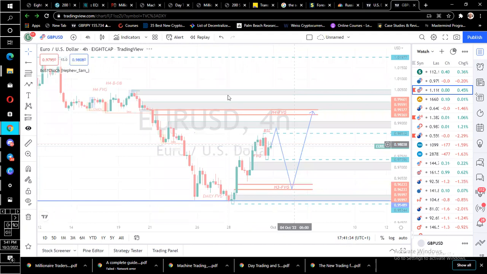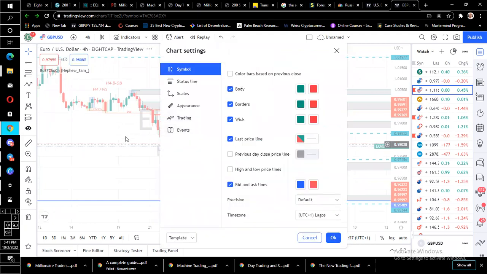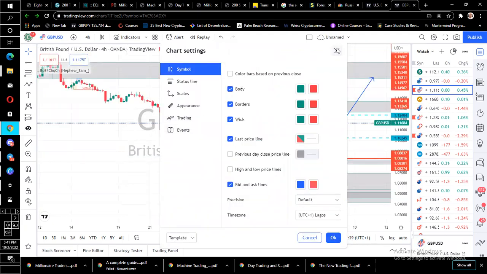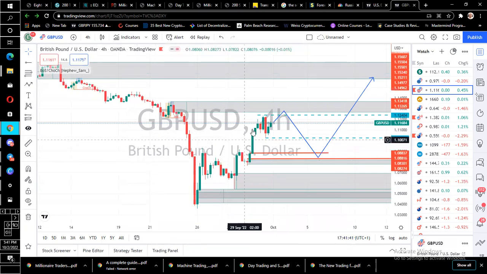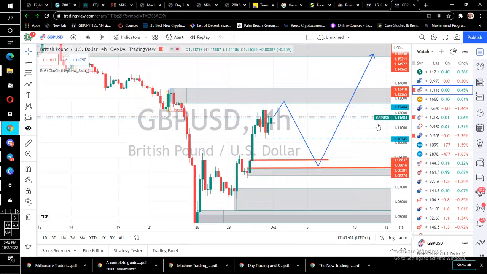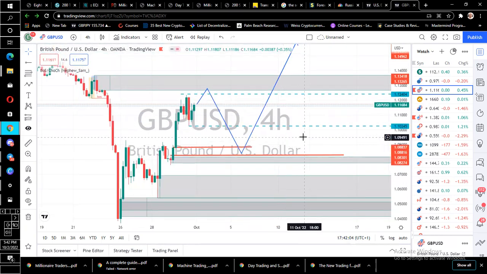Then the next one is GBPUSD. On GBPUSD, I want to see them go to the upside, take away this buy stop liquidity that is up here, then get mitigated. Then I will expect them to come down and trade into this fair value gap that we have here and fill this imbalance. And once they fill it, I'll be expecting to see them go to the upside, and that is what I'll be expecting from this particular trade.